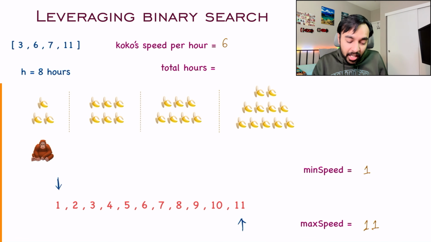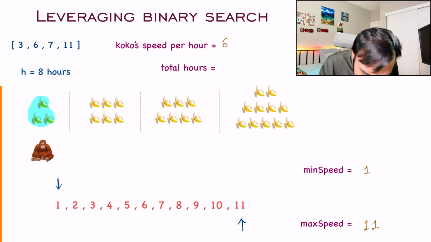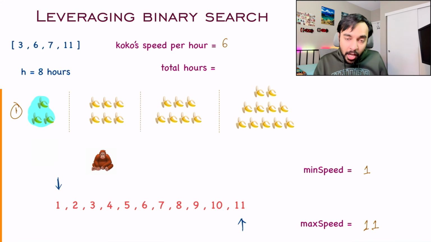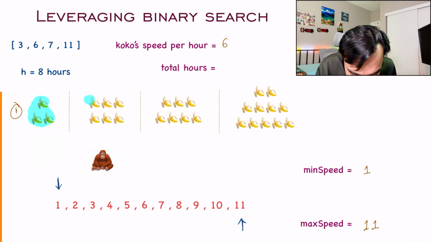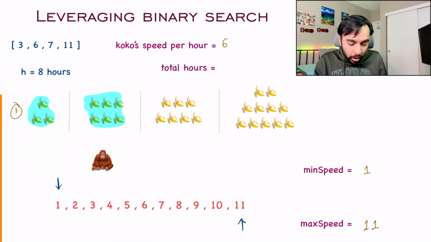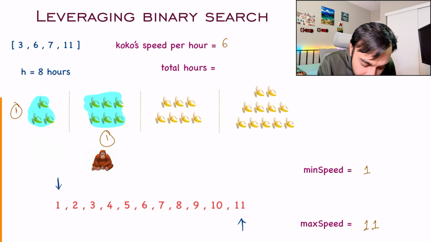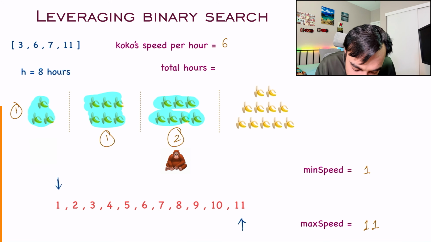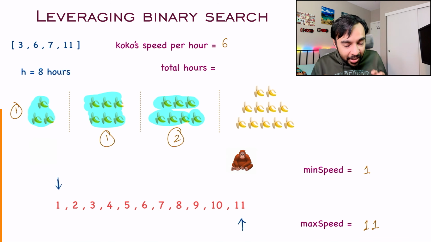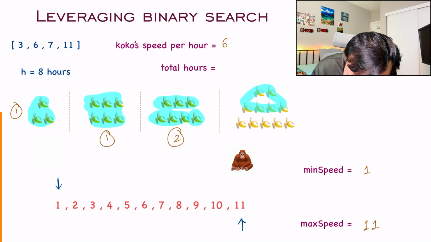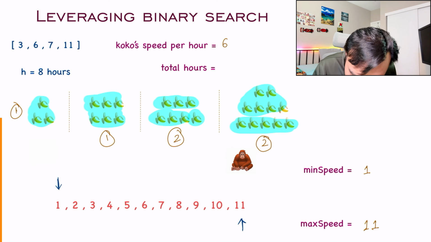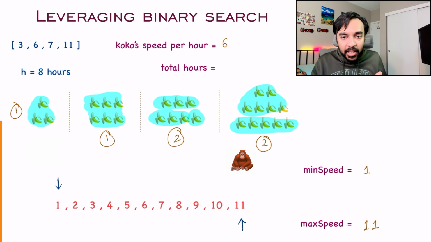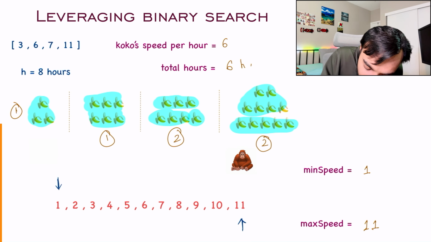When I try eating 6 bananas per hour, for the first pile, how much time will I take? I will just take 1 hour, right? For the second pile, how much time will I take? I have 6 bananas, so I will eat all of them. I will take 1 hour again. What about the third pile? The third pile has 7 bananas, so I eat 6 first and then 1 again. So I take 2 hours. For the last pile, I have 11 bananas, so I eat 6 bananas in one go and 5 bananas in the second hour. So once again, I take a total of 2 hours. So how much time did I take in total? I took a total of 6 hours.